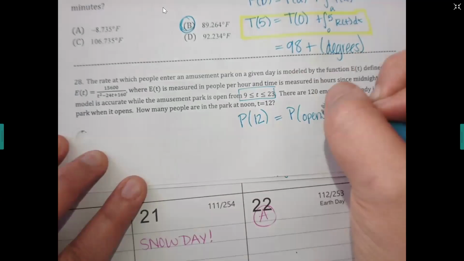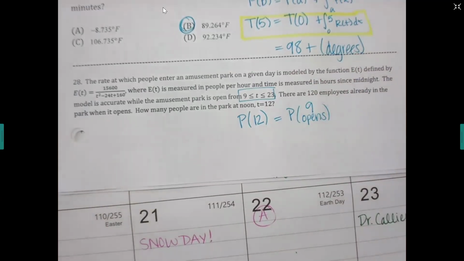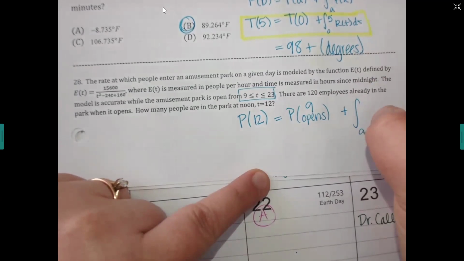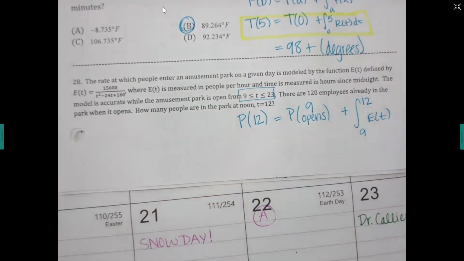Not till 9 a.m. So I want the number of people at 12. I know the number of people at 9, and then I'm going to have to integrate the function they gave me to bridge the gap. Now, one more question. What was E of T measured in? People per hour. What happens when you integrate people per hour? You get a number of people.